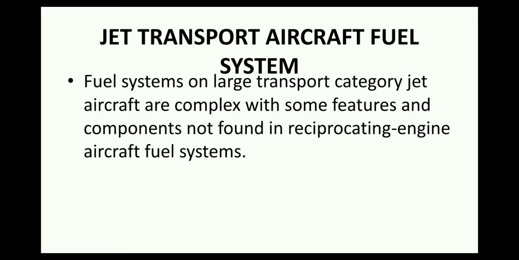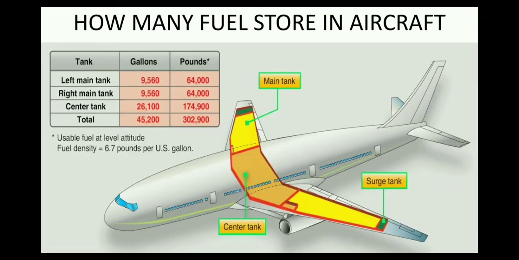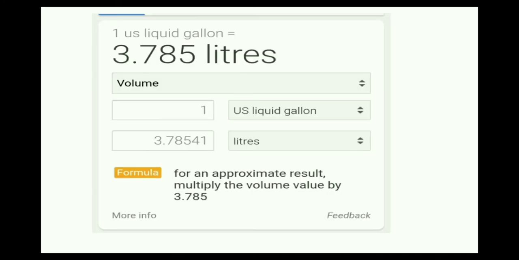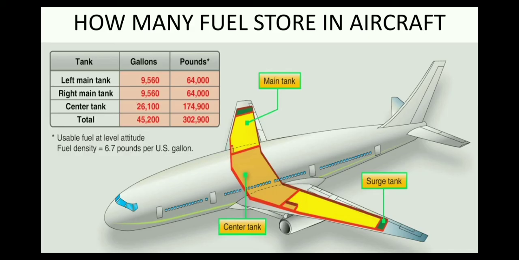Now, we will discuss where the aircraft fuel is stored: in the main tank, surge tank and central tank. So how many gallons does it contain? Left tank 9560 gallons, right tank 9560 gallons and the central tank contains 26100 gallons. So if we sum the left main tank, right main tank and central tank, then we get 45,200 gallons. Then 1 gallon is equal to 3.785 liters. If we can't understand gallons, then 1 gallon equals 3.785 liters.